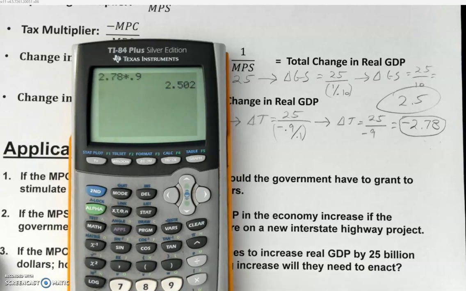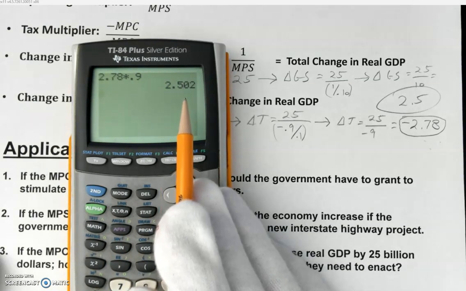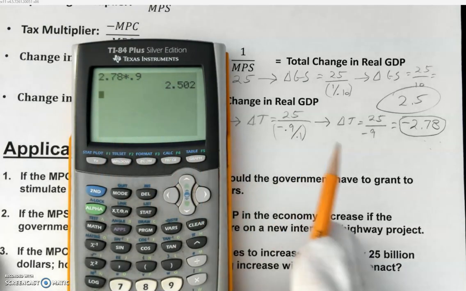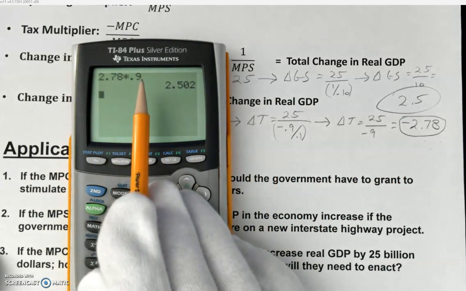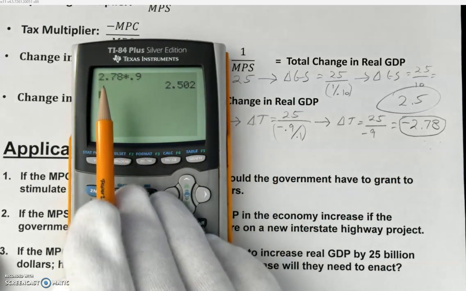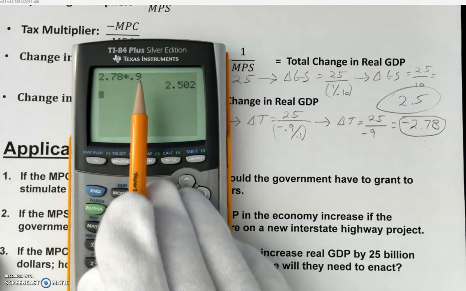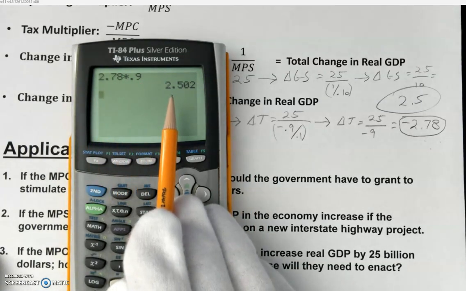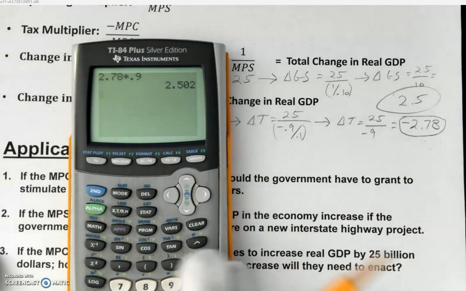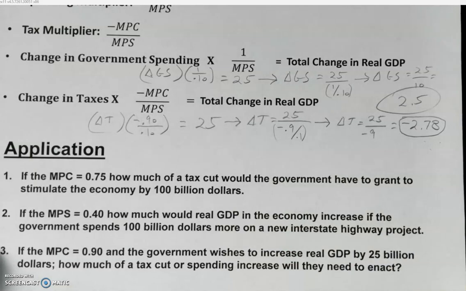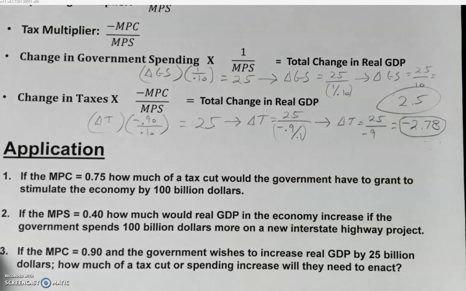So to wrap up the last video, in order for the government to get a $2.5 billion autonomous effect, they actually need to lower taxes by $2.78 billion because people will only spend 90% of it. So they'll lower taxes by 2.78, people will spend 90% of that. That's a $2.5 billion autonomous effect. That would be the same effect that we see if the government spends money directly. That's why the government needs to use larger dollar amounts for tax policy than they would for spending policy.